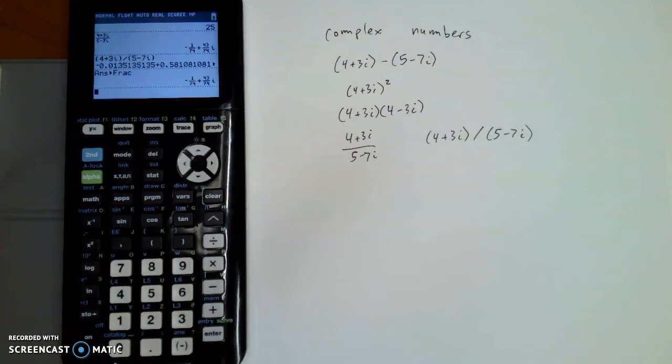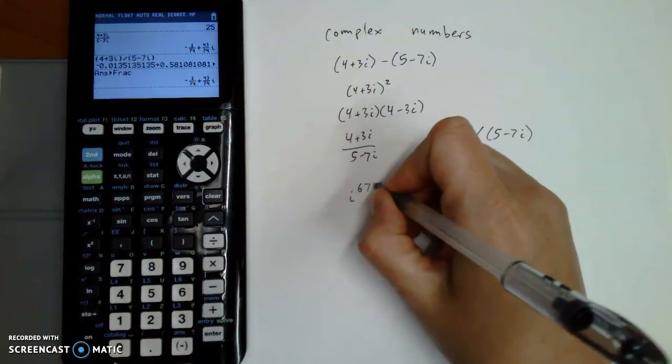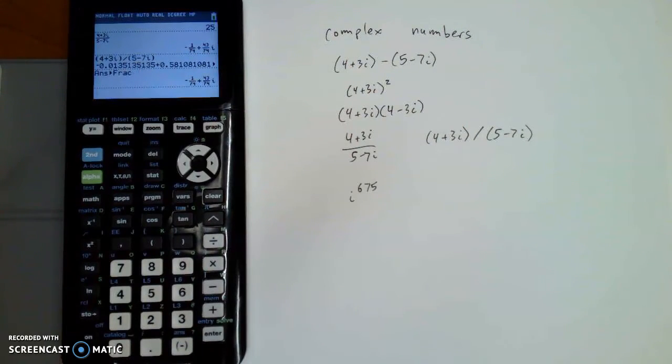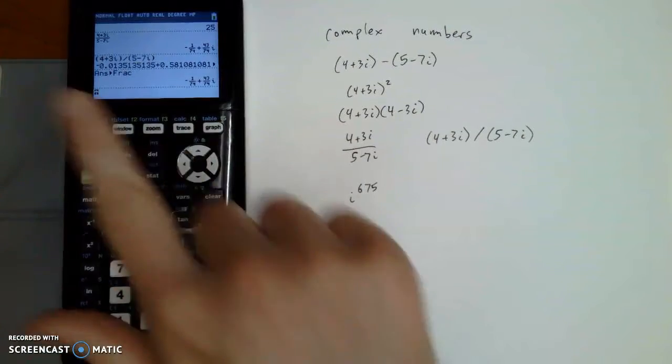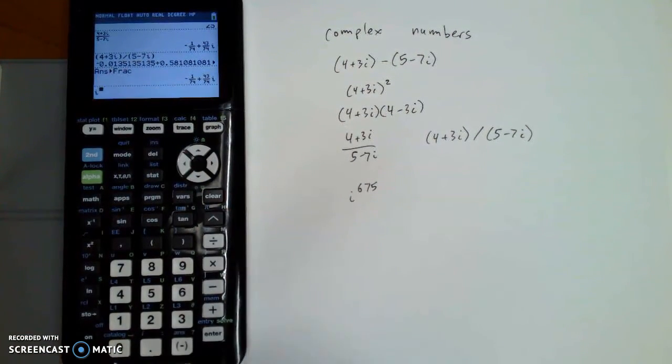We can also do i's to powers. Let's say I want to do i to the power of 675. As we hopefully remember, there's only 4 options. It's either going to be i, negative i, 1, or a positive 1. So let's type that into my calculator. Let's pick up i and use my little caret button here for the exponent. So 675, and hit enter.